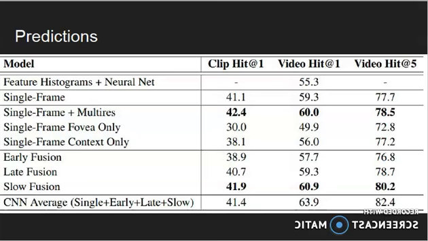As you can see, slow fusion got the best results. Video hit 1 is about getting the correct result at the top, and video hit 5 is about getting at least one correct prediction among the five most frequently predicted, as we can see here, video hit 1 and hit 5. So slow fusion was the best, but the difference with single frame was little. As you can see here, it's not that big a difference, 42.4 and 41.9.